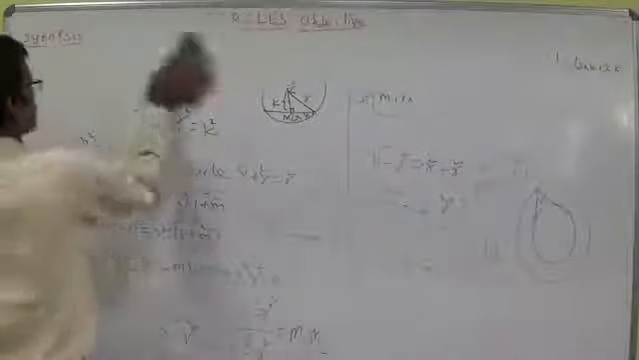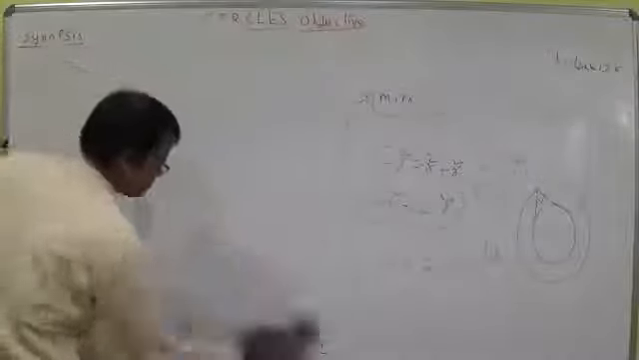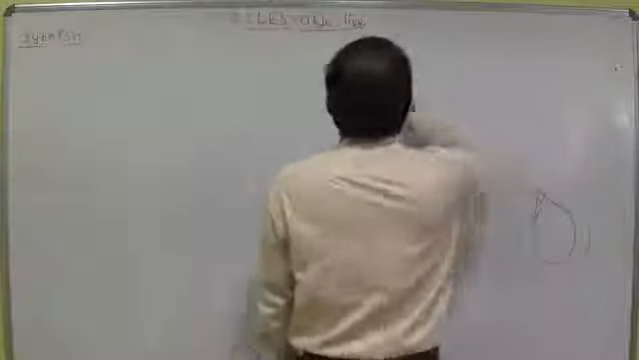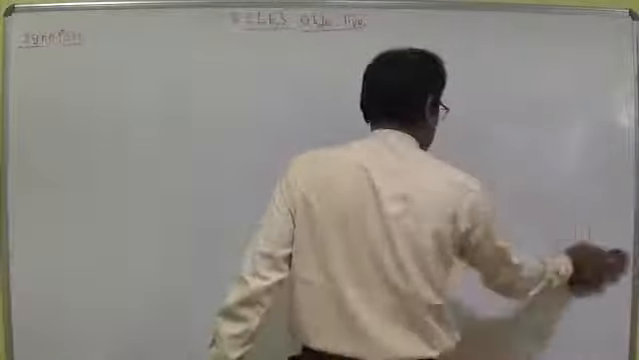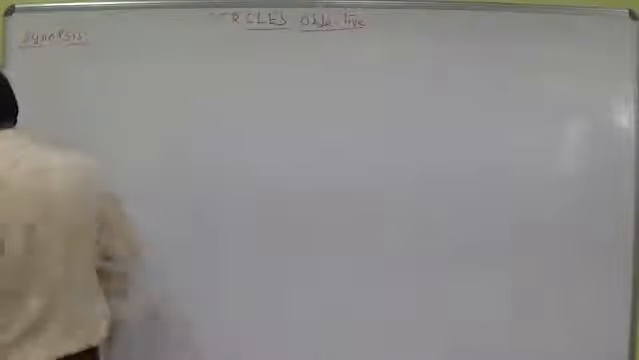Eight points completed. Ninth point: area of quadrilateral formed by the two tangents and the radii. This is IMP level 1. Ninth point, area of quadrilateral.